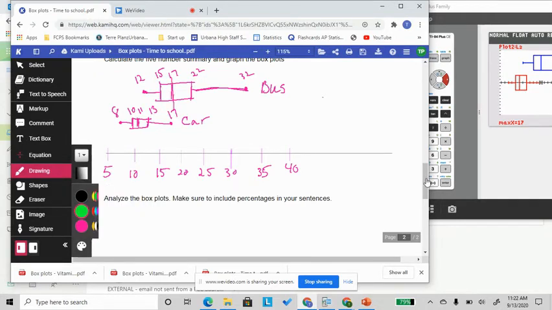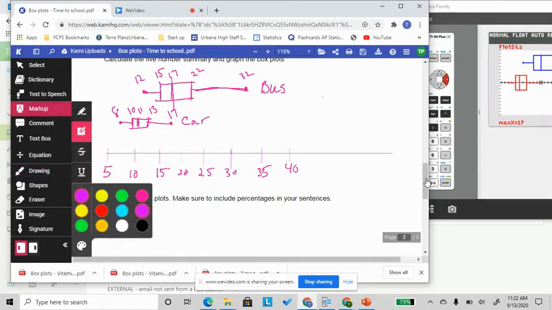Let me change this to a highlight, sorry. Okay, right here, this line right here is lining up 100% of the car riders, all of the graph, 100%. 100% of the car riders took less time than 50% of the bus. So 50% of the kids that rode the bus took longer than everybody that took a car. That's kind of an important thing that you want to say.